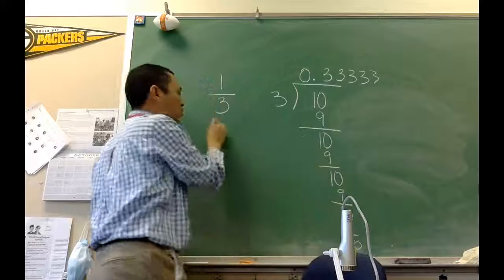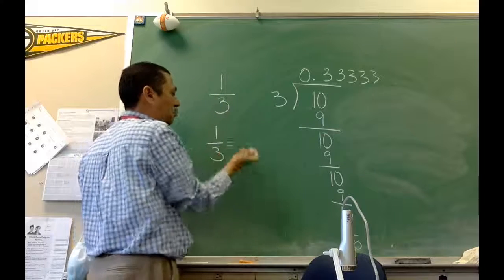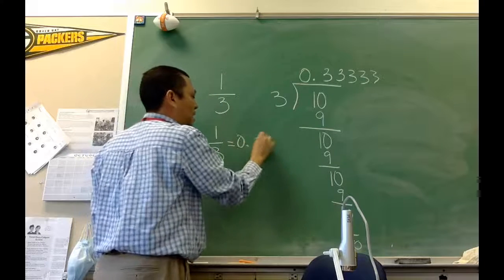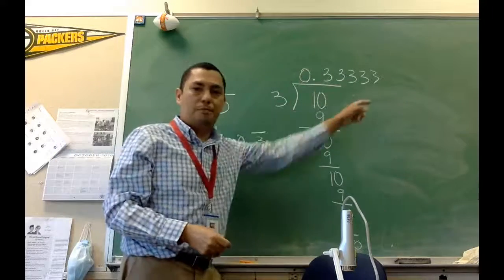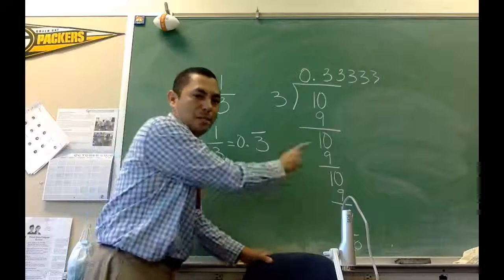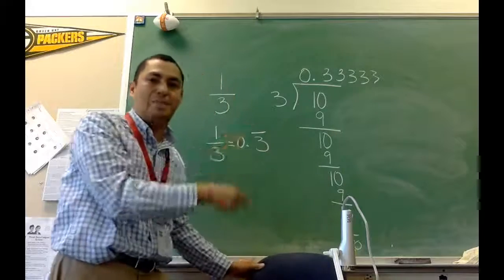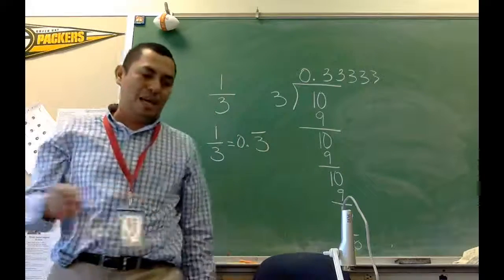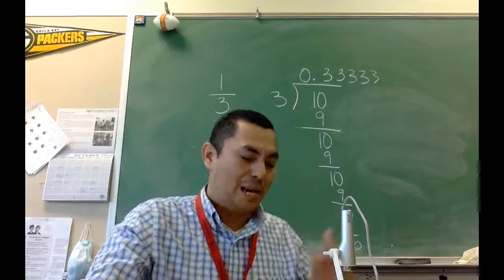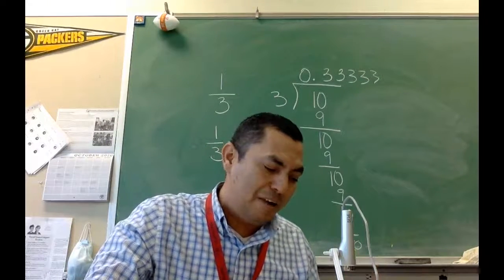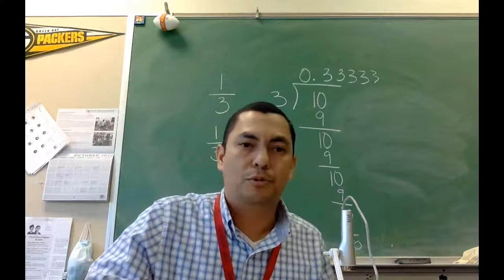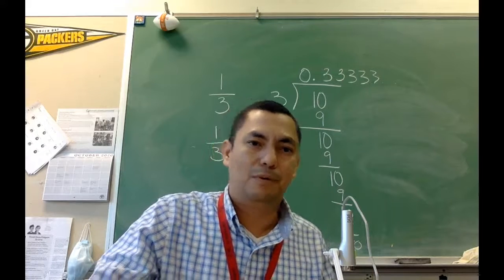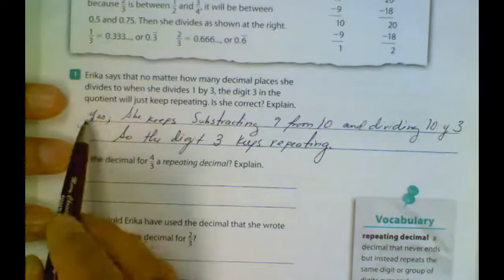So in this case, 1/3 is equal to 0.3, and we draw the dash because it just keeps repeating, and all this operation keeps being the same and the same and the same. So in that case, yes, it keeps repeating every time, because Erica says that no matter how many decimal places she divides, we're always going to repeat the same number. So let's move the camera. In this case, the answer is yes.